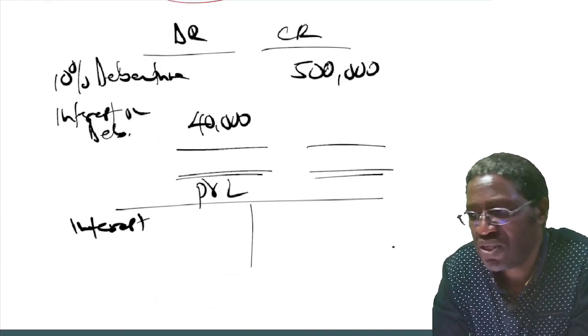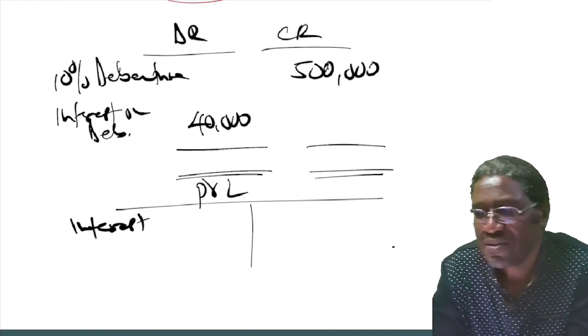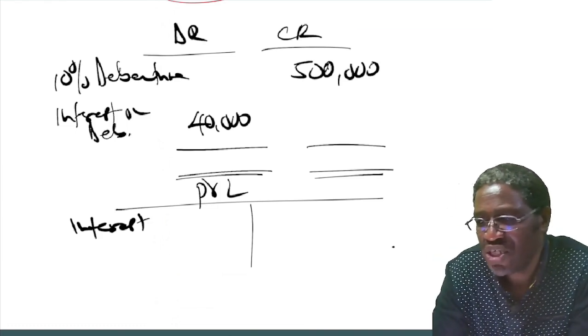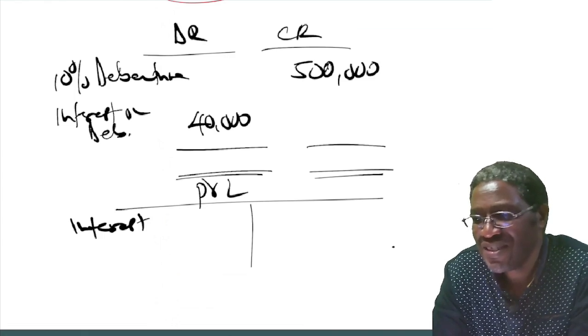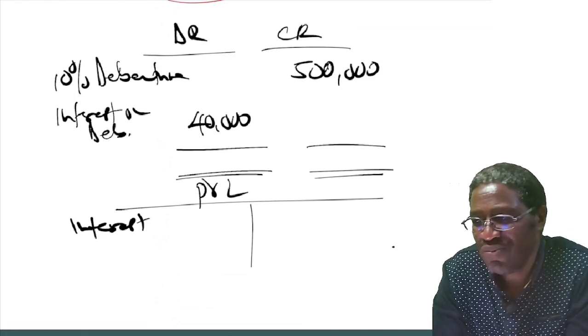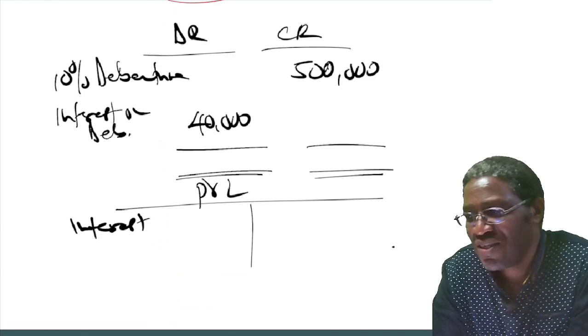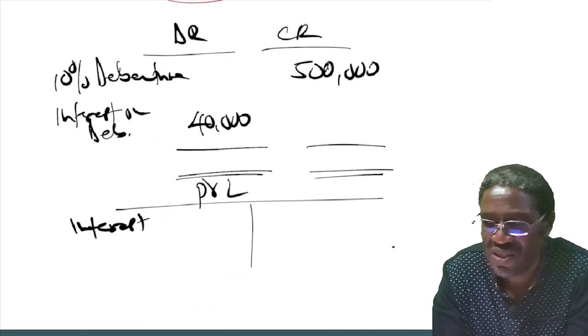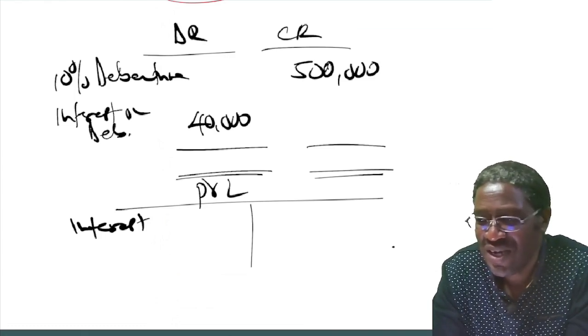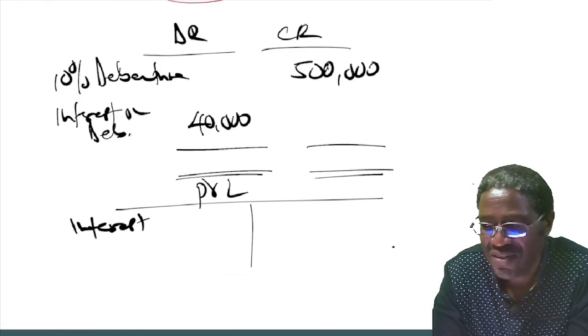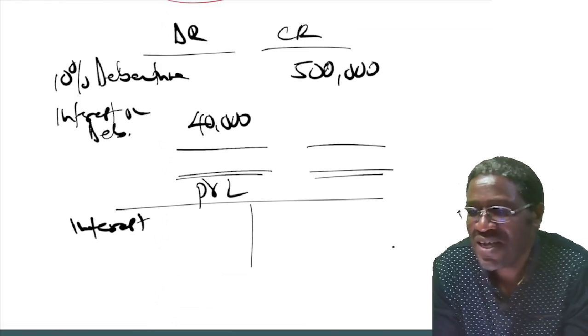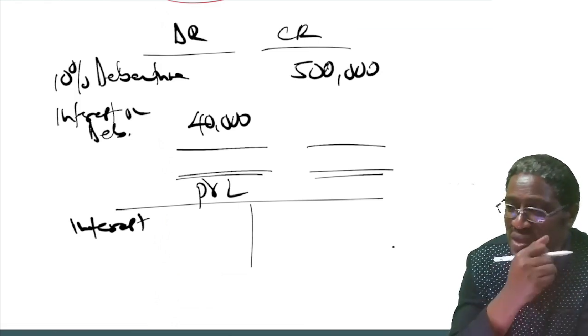Somebody has said 50. Joanna has said 50. Mutua says 50. Somebody else, one more comment before we discuss it. David says 50. Good. Okay, that's correct.